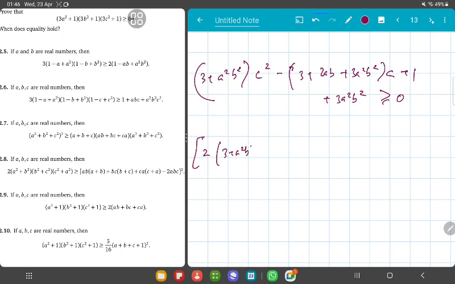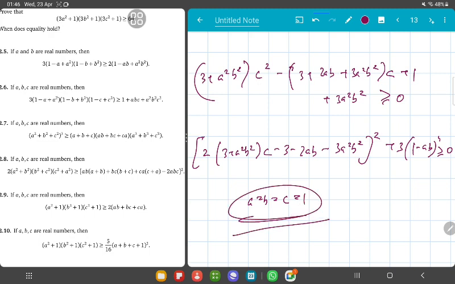Twice (3 plus a square b square c minus 3 minus twice of ab, 3a square b square) plus 3(1 minus ab) is greater than or equal to 0. This equality holds for a equals b equals c equals 1. So this is how we can prove this thing.